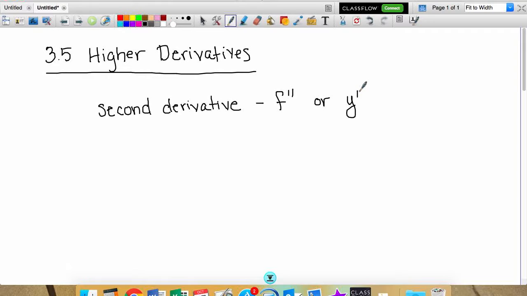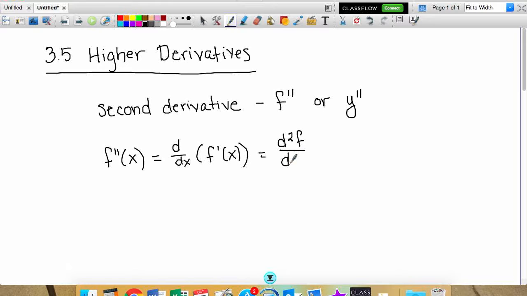Likewise, we could also refer to y double prime as the second derivative of y. Using function notation, we have f double prime of x, or the derivative of f prime. Using our differential notation, the second derivative looks like the following: d squared f over dx squared. Notice that in the numerator, the square is between the d and the output variable, and in the denominator, the square is after the x.